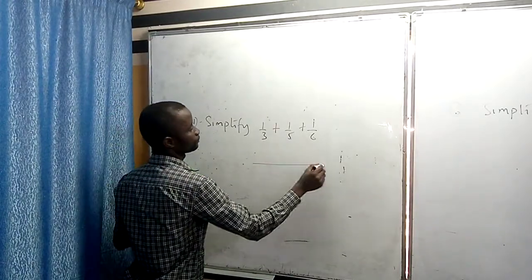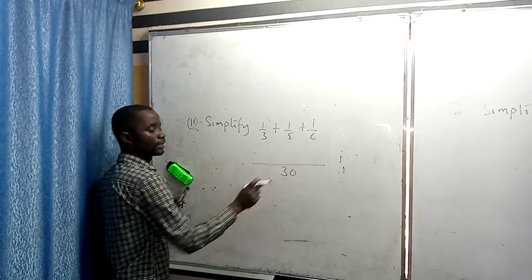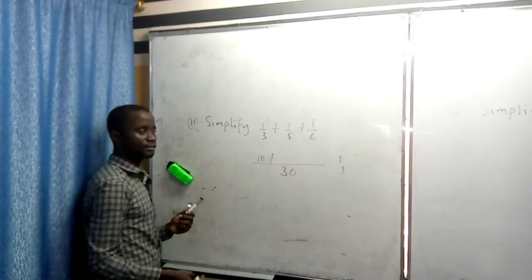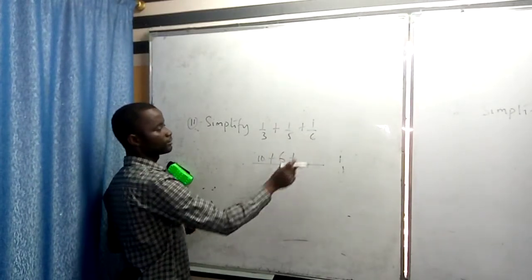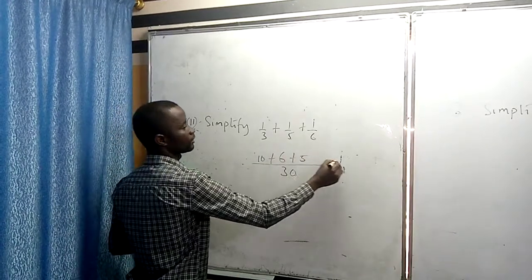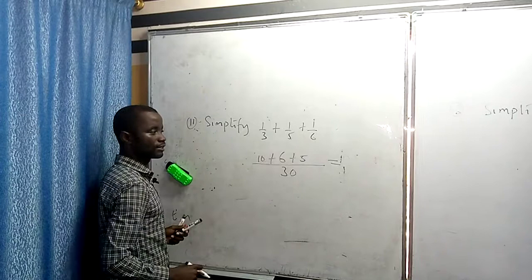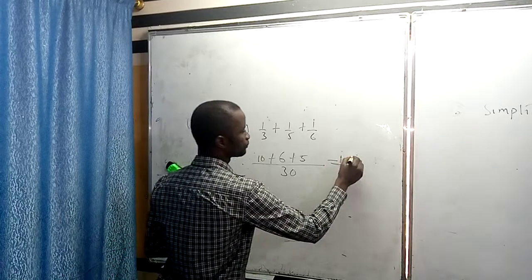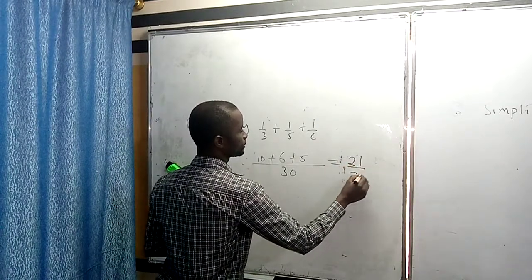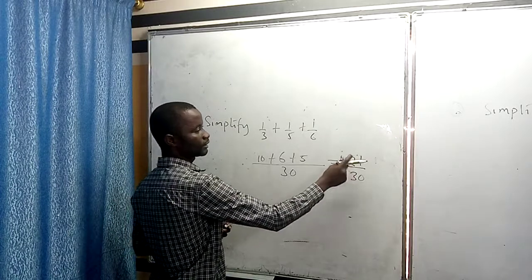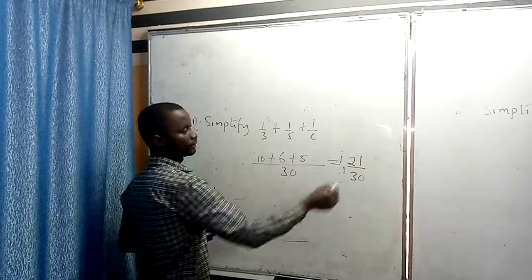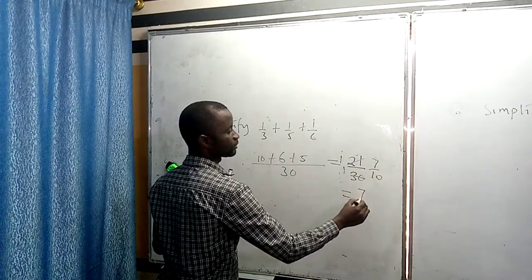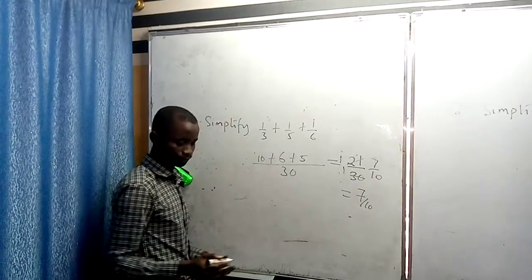And then the next step, this is 30. How many times 3 goes in 30? It's 10. 10 times 1 is 10. Plus how many times 5 goes in 30 is 6. 6 times 1 is 6. Plus how many times 6 goes in 30 is 5. 5 times 1 is 5. And then here, 10 plus 6 is 16. 16 plus 5 is 21. 21 over 30. And then 21 and 30, both of them are divisible by 3. You have 3 here, 7. 3 here, 10. And then the answer is 7 over 10.